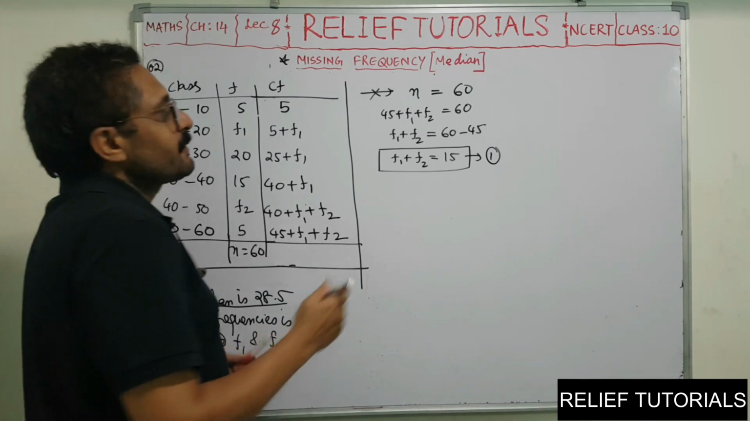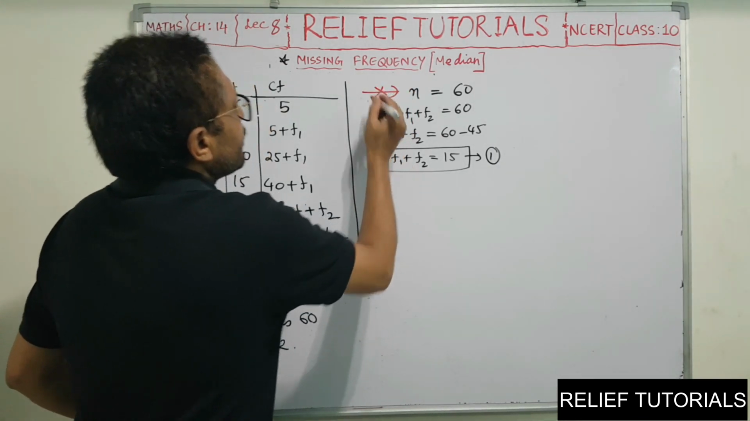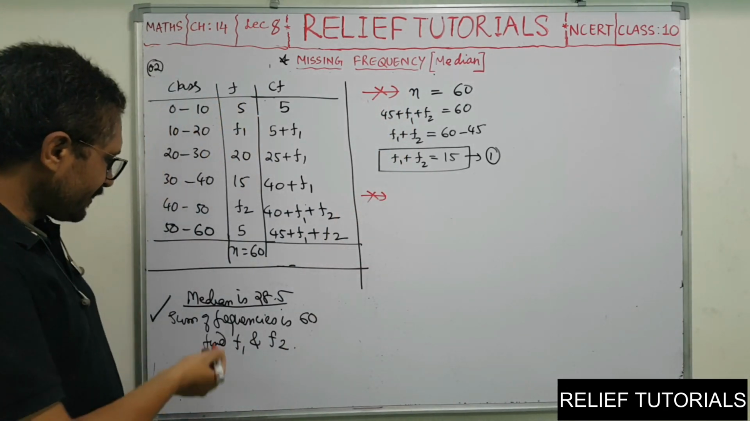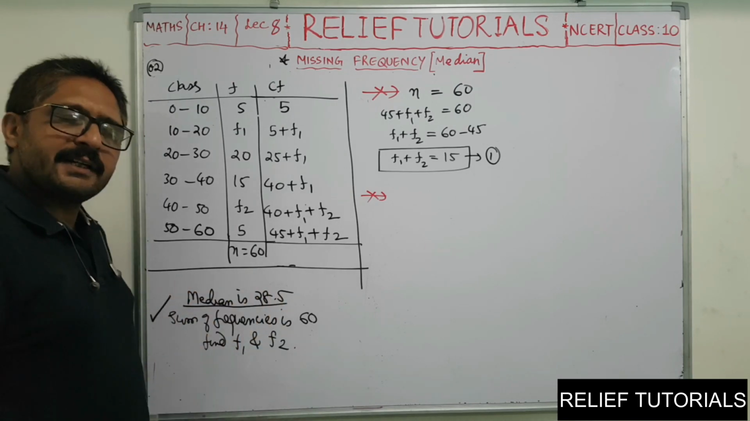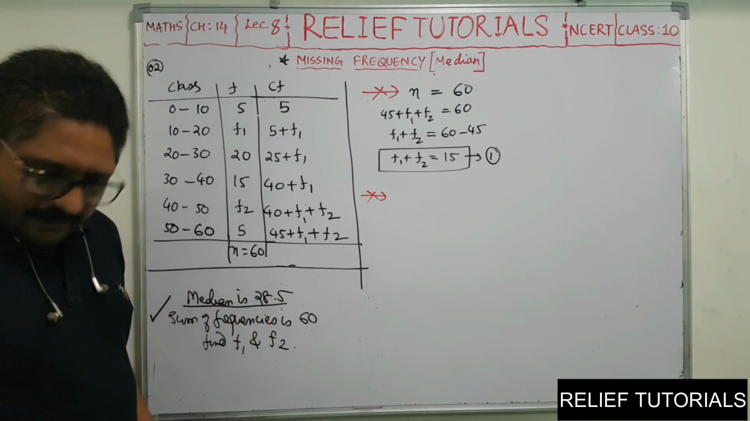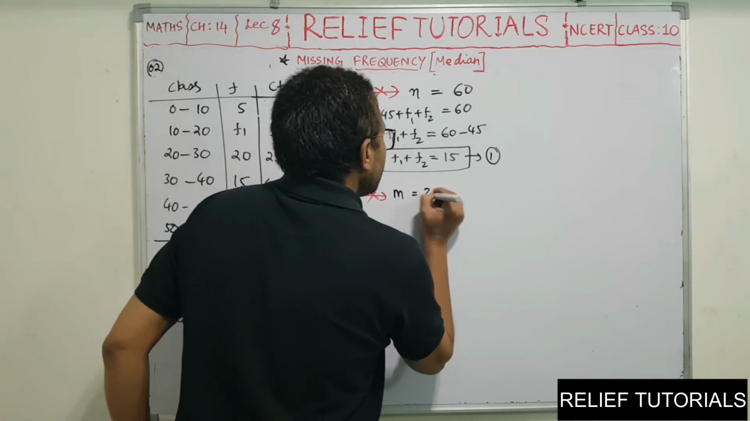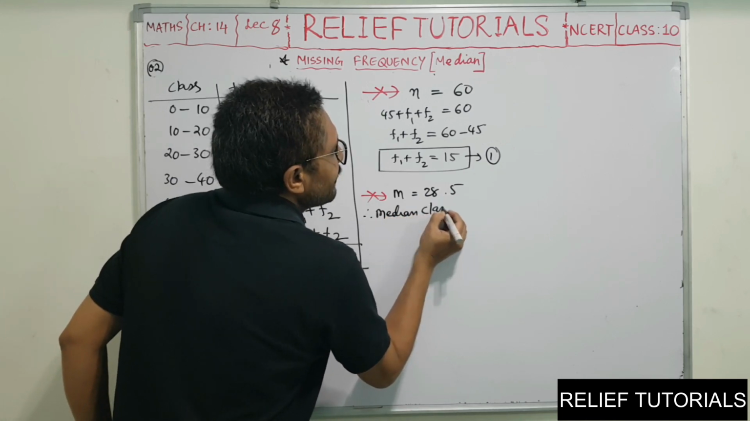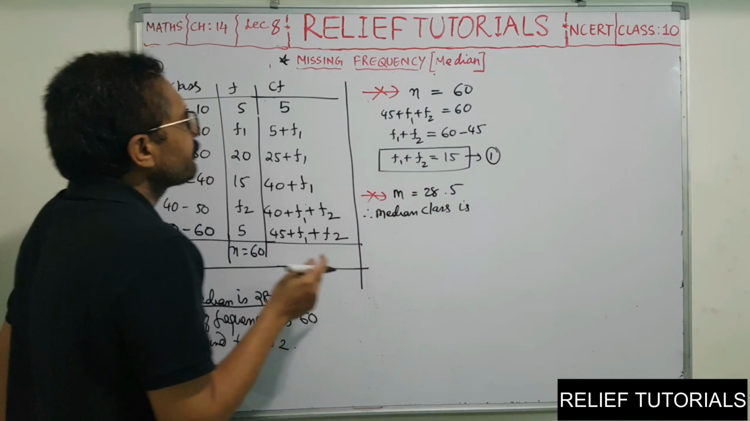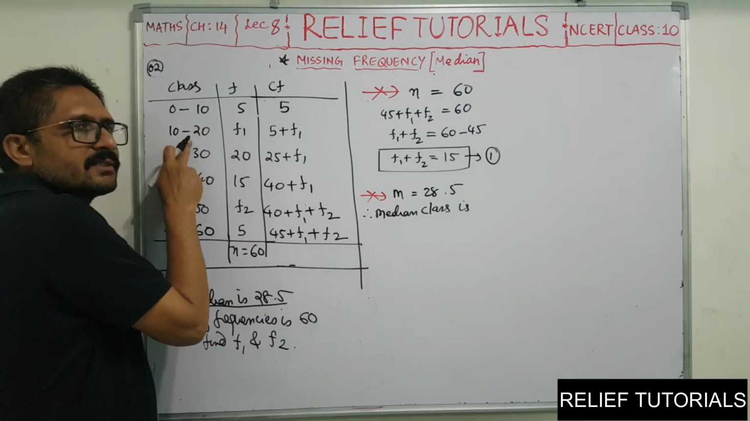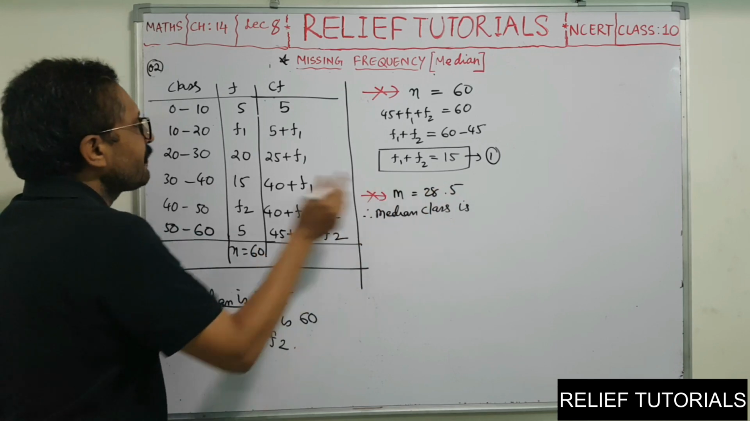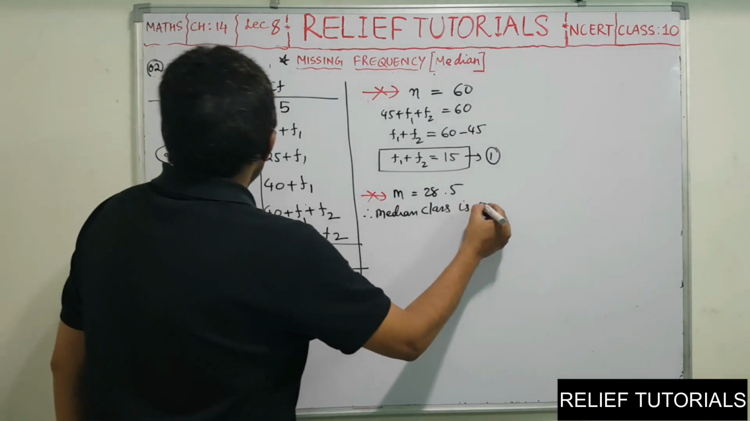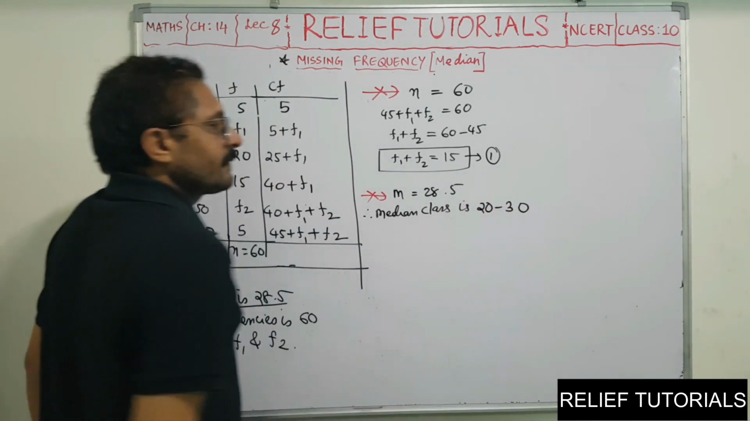So here we have used the first information. Now we will use the second information. What is your second information? The second information is this: the median is 28.5. So now you have to find the median class. Here the median is given, so the median class will be quite easy. Does 28.5 lie in this class? No. In this class? No. In this class? Yes. 28.5 lies in this class, so this is your median class. The median class is 20 to 30.